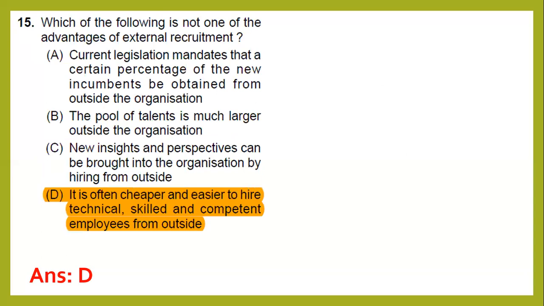15th question, which of the following is not one of the advantages of external recruitment? So it is not one of the advantages. So what is that exceptional one? It is often cheaper and easier to hire technical, skilled and competent employees from outside. So therefore, D is not the correct option for an advantage. So here they asked which is not one of the advantages, and the one not having the advantage is D. So 15th question is answer D.